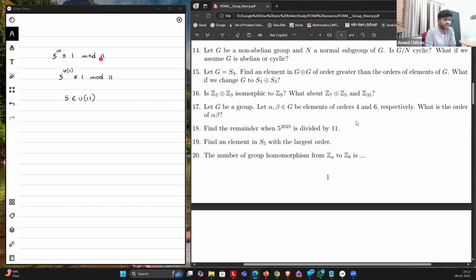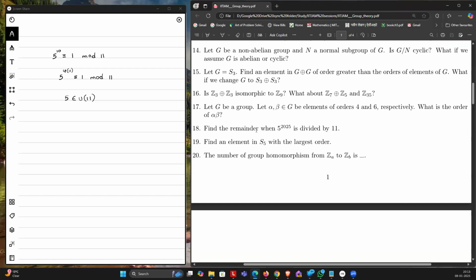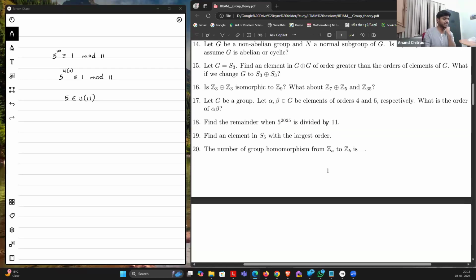5 power 10 is 1 mod 11. But yeah, you even went ahead and computed 5 power 5. So 5 power 5 is 1. Therefore, 5 power any multiple of 5 is also 1, right? Yes, sir. And that's the point. 5 power any multiple of 5 is 1 mod 11.